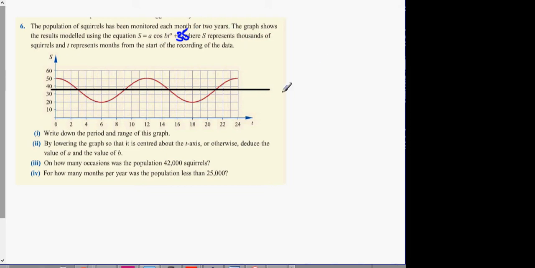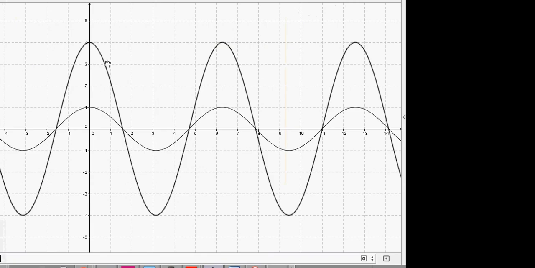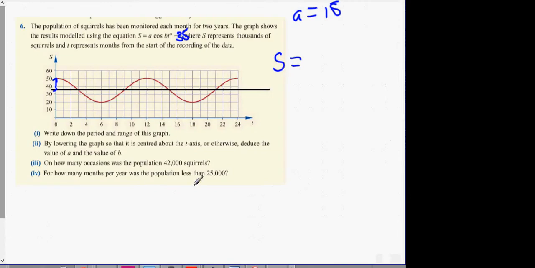Now, we're next going to figure out what is B and A. A is the amplitude. So A is going to be, anybody? 15. It is, because remember the last question where I put 4 cos theta in, it goes 4 up and 4 down. So this one goes 15 up and 15 down, which makes it 15. Okay, so A equals 15. 15 cos BT.